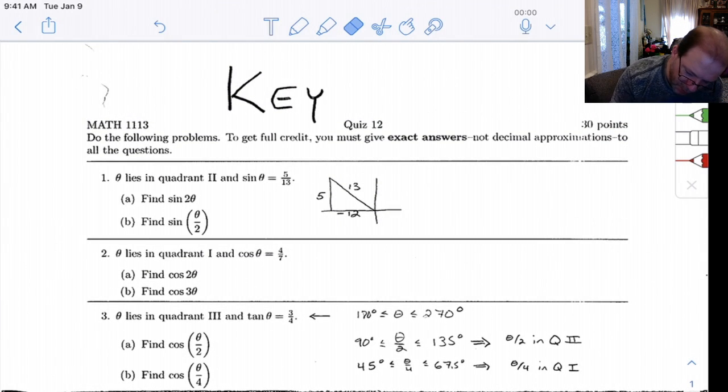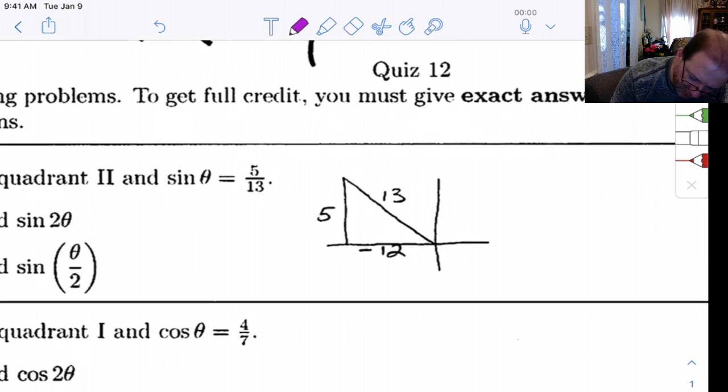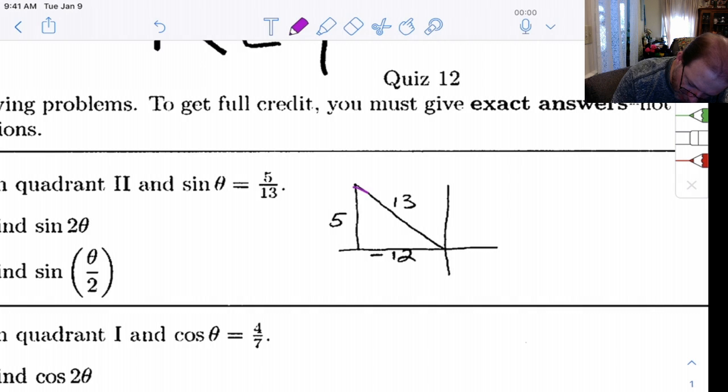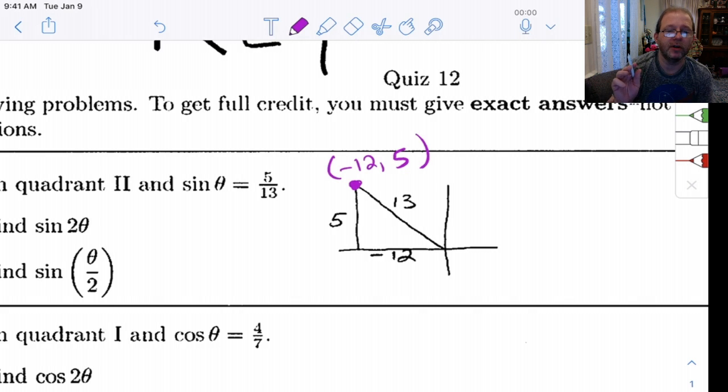The most common mistake I saw people make on problem one was ignoring the fact that this is in quadrant two. If this is in quadrant two, draw it into quadrant two like this. Sine tells us the opposite over hypotenuse, so we get 5 over 13, and this down here is going to be negative 12. Use the Pythagorean theorem to come up with it. But remember, the coordinates of this point are negative 12, 5. And that makes sense because it's over in the second quadrant.